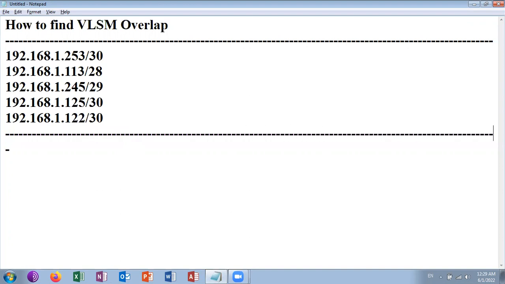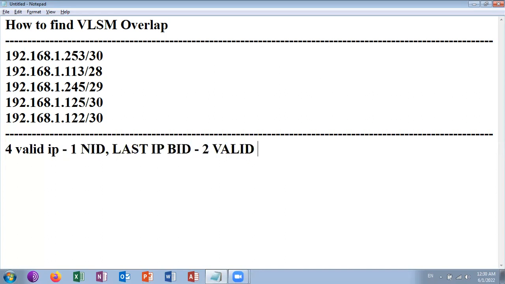So let's compute it. The first subnet is of a /30 range. I assume you have already done your subnetting. So a /30 range means we have 4 valid IPs, out of which one will be our network ID, and the last IP would be our broadcast ID. There will be only 2 valid IPs that we can assign to a host, router or switch.